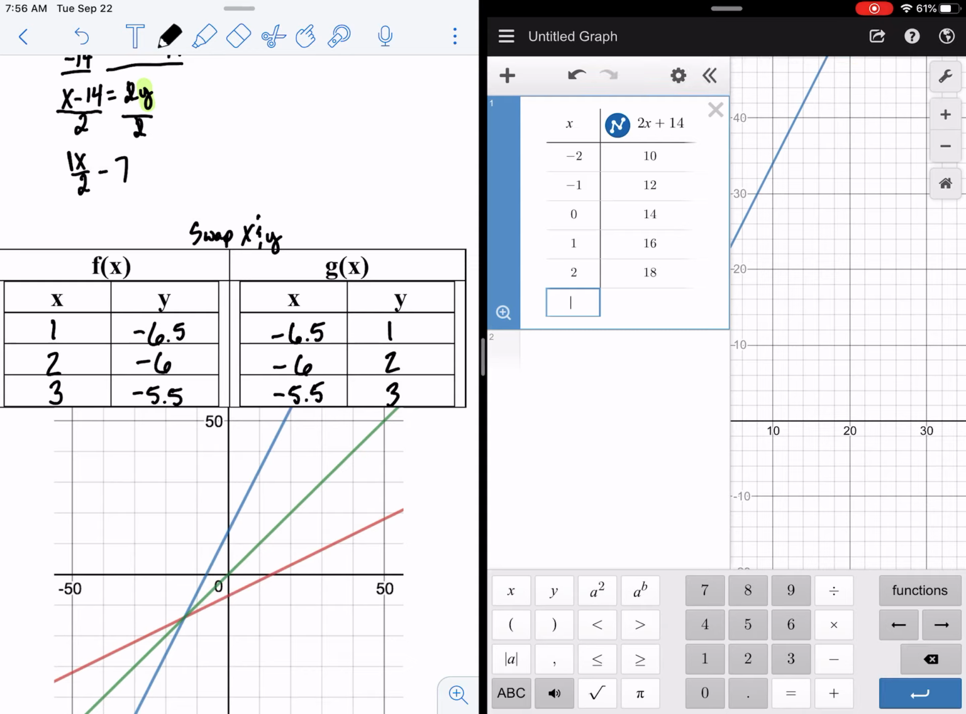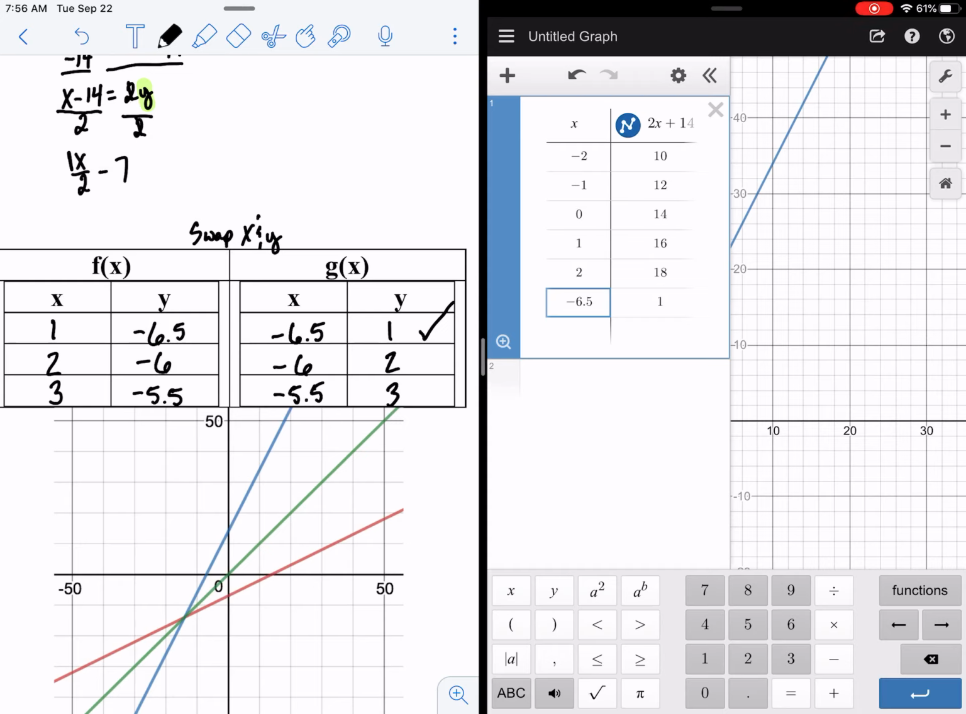So negative 6.5, I get 1, so that checks out. Remember 3 points. Now, if this wouldn't have been 1, I would say no, they're not inverses. Negative 6, I get 2. So that works out. Negative 5.5 gives me 3. So that's also good. Okay.